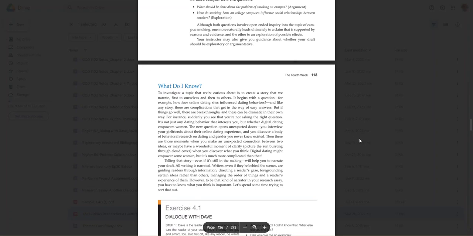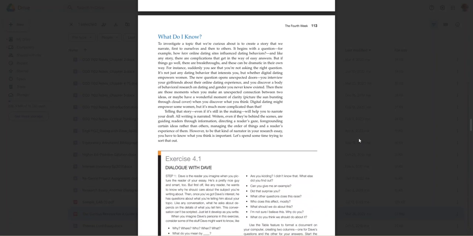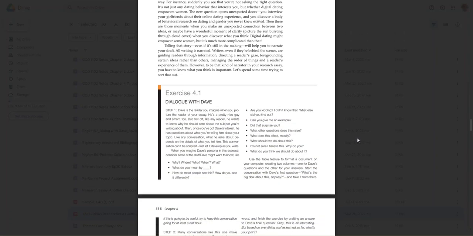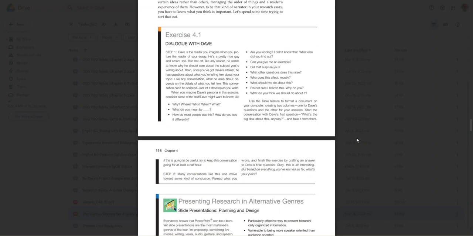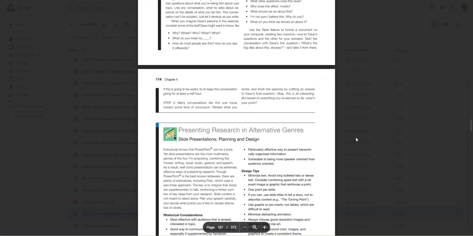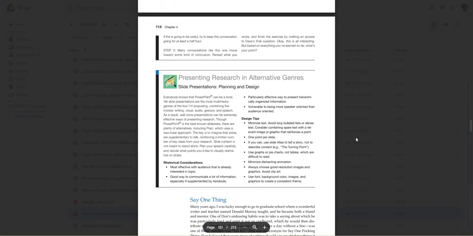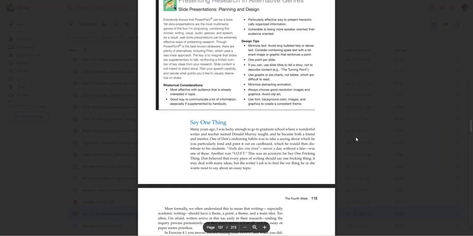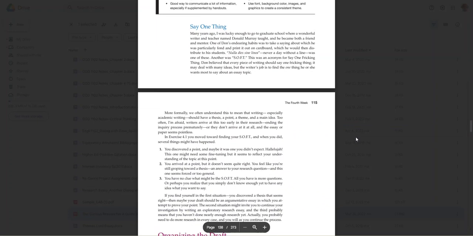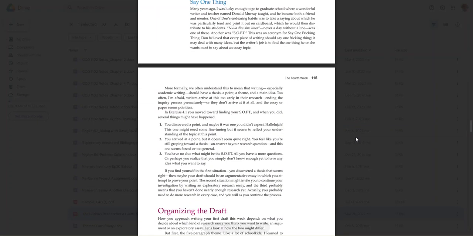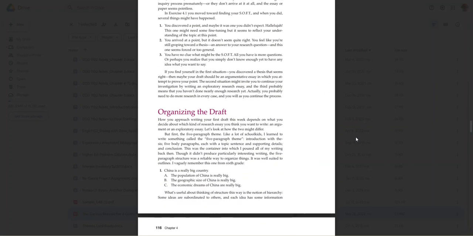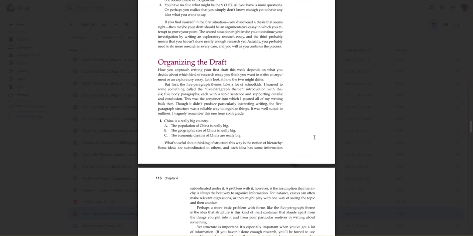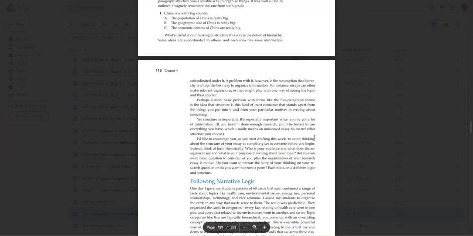So, and the textbook is very important here. It's, what do I know is an important section. The dialogue with Dave, which is discussion board 9, will take you through some questions to help you format your thinking about your particular topic. Okay. He also has this one idea of say one thing, right? So you want to make sure that you also read through the organizing the draft here and how to go about that structure.